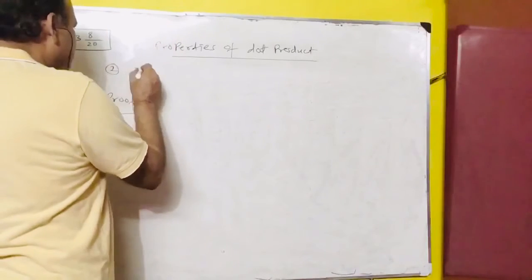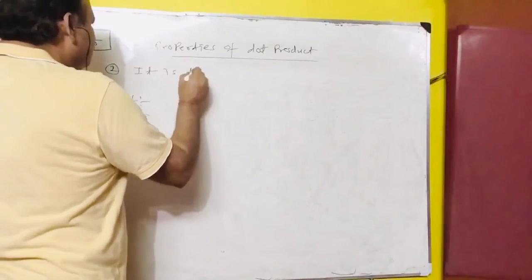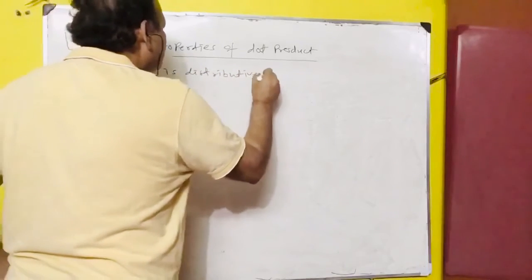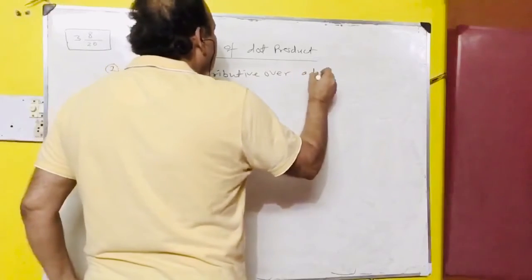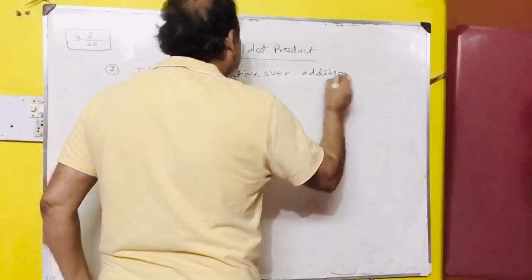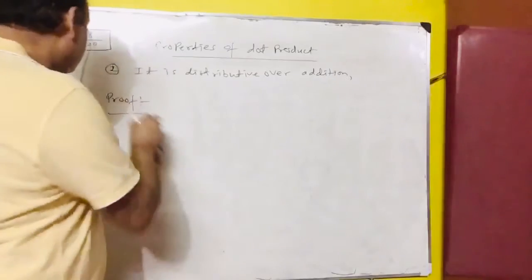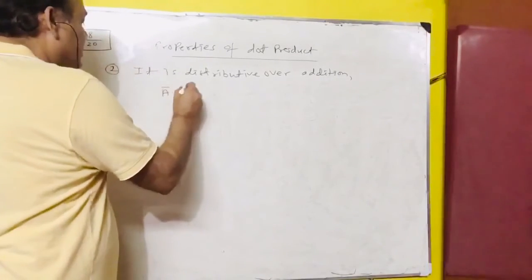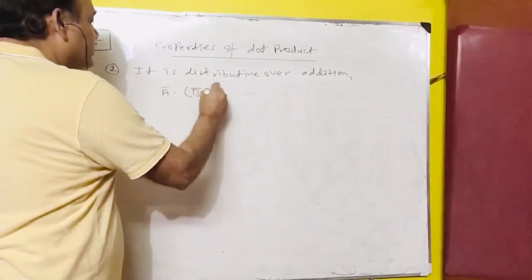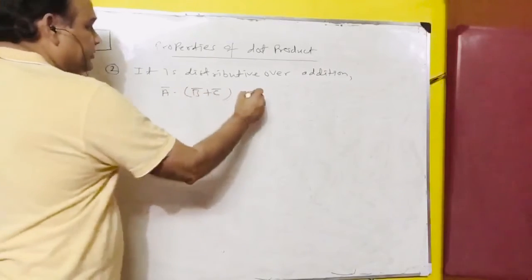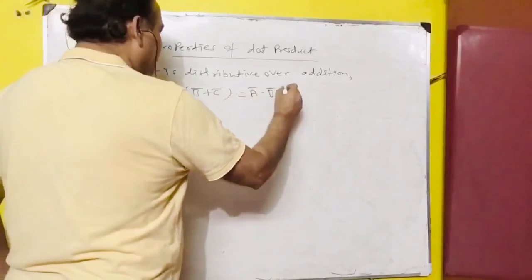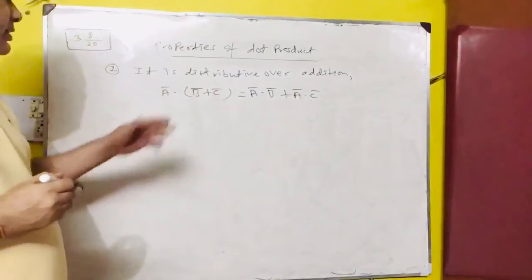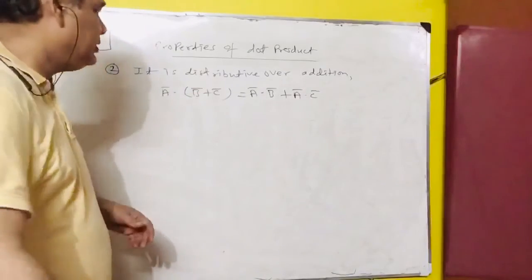It is distributive over addition. Distributive over addition means A vector dot (B vector plus C vector) is A vector dot B vector plus A vector dot C vector. अलग अलग मल्टीप्लाई हो सकता है, राइट.